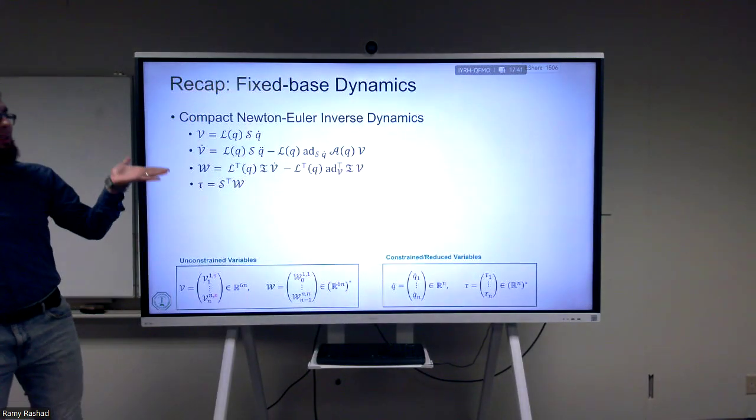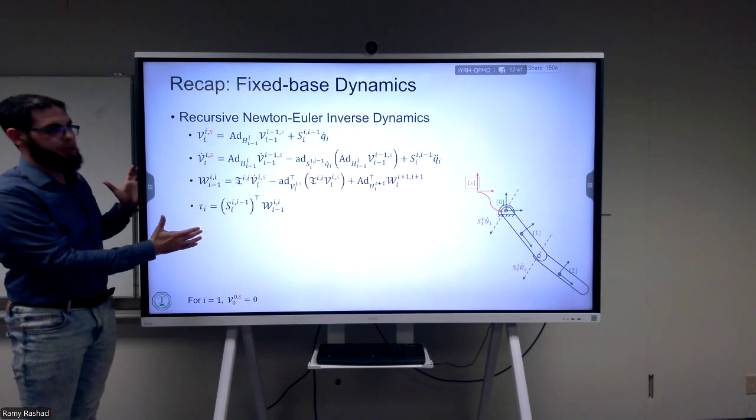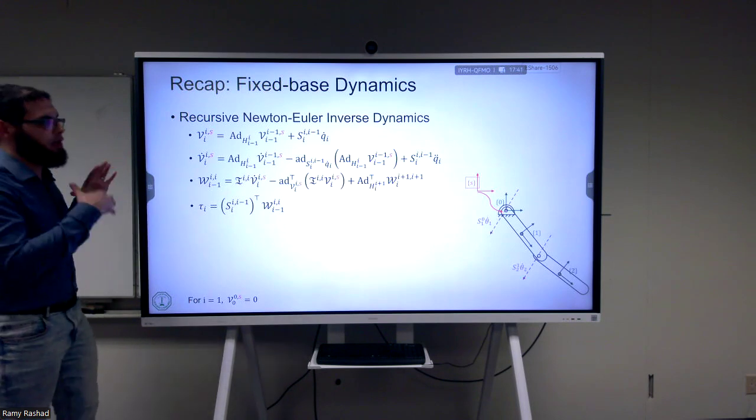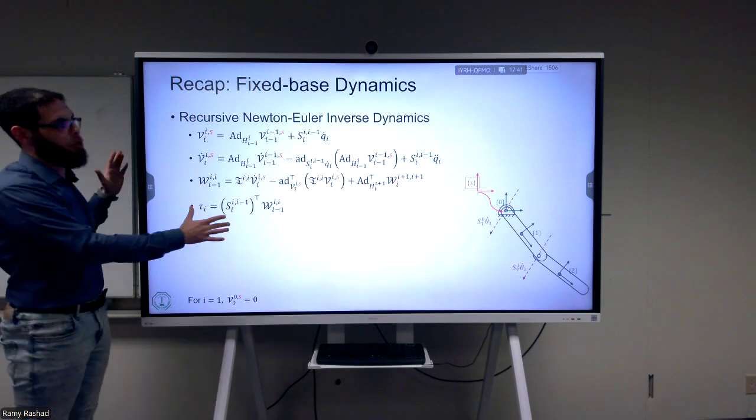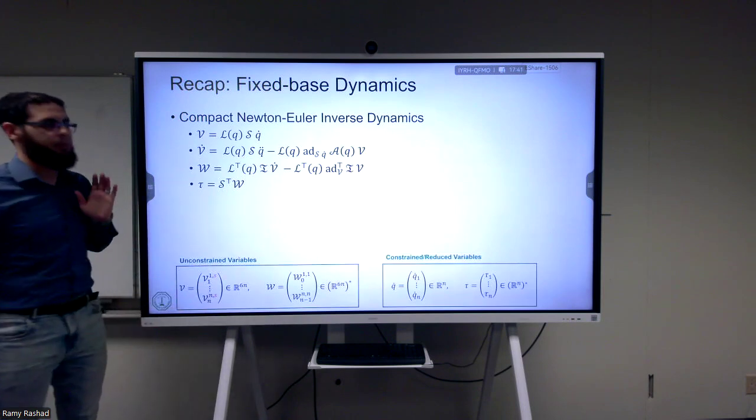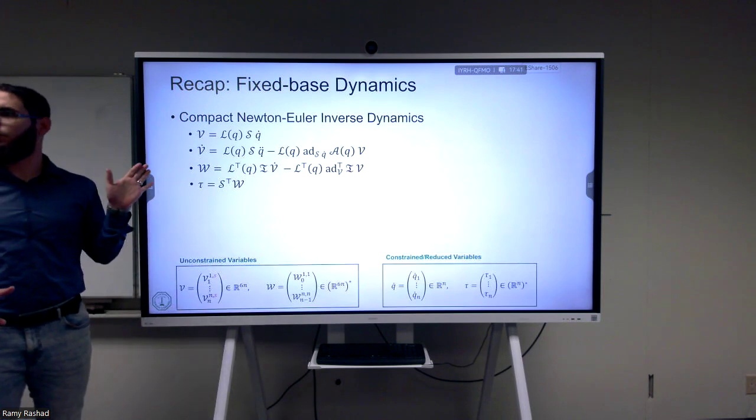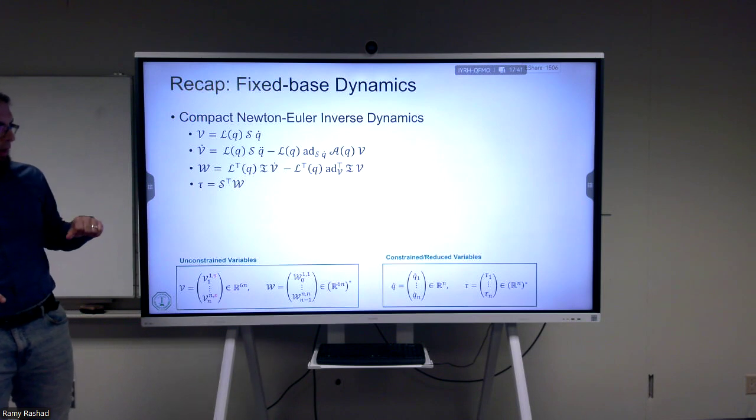And then we wrote the same equations. These are exactly the same equations, but written in a compact form, introducing all of these big matrices. You can go back and check them. But in the end, we reach something that looks like this. Rings the bell?